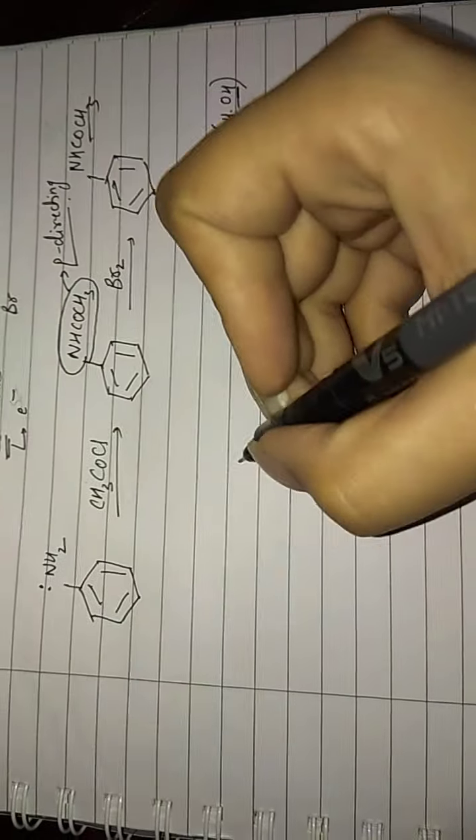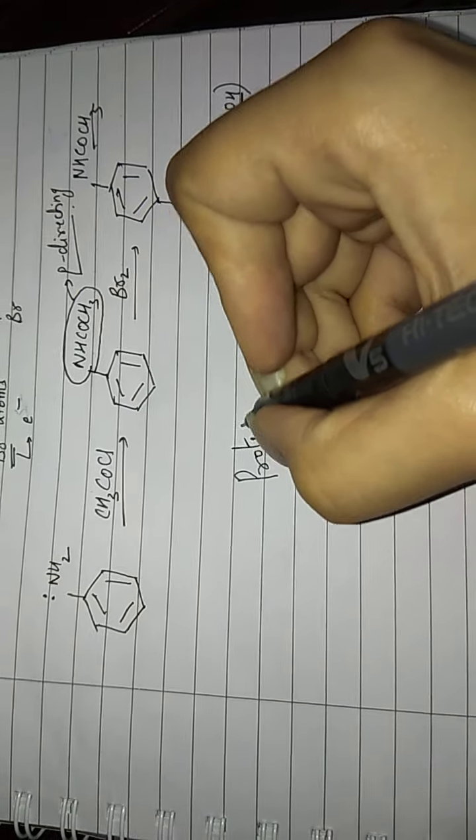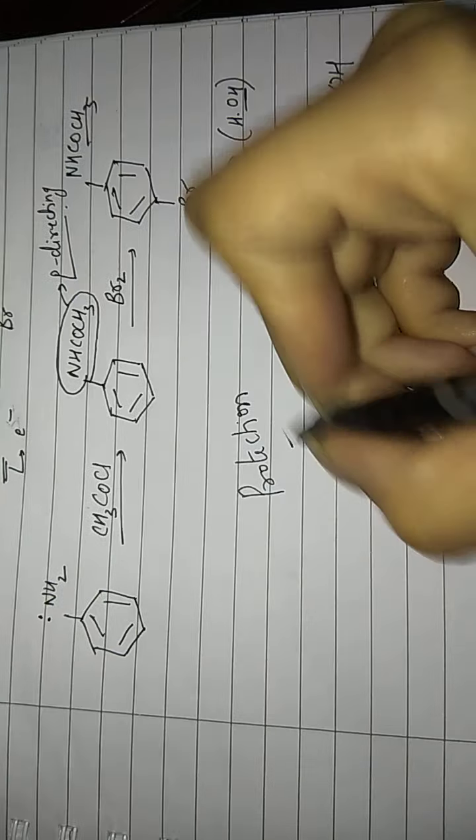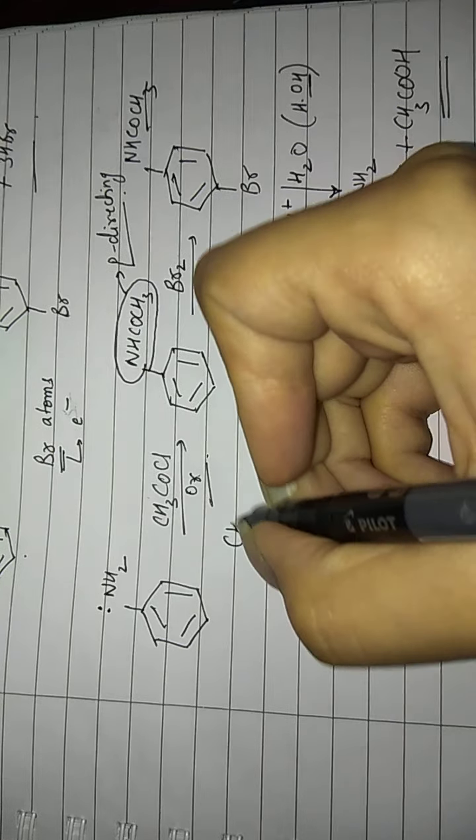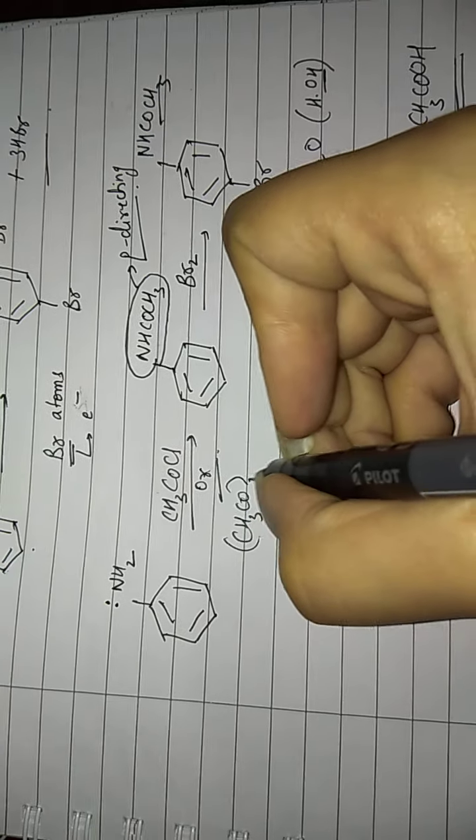This is called protection, which is done by reacting it with acetyl chloride. In place of acetyl chloride, you can also use acetic anhydride.